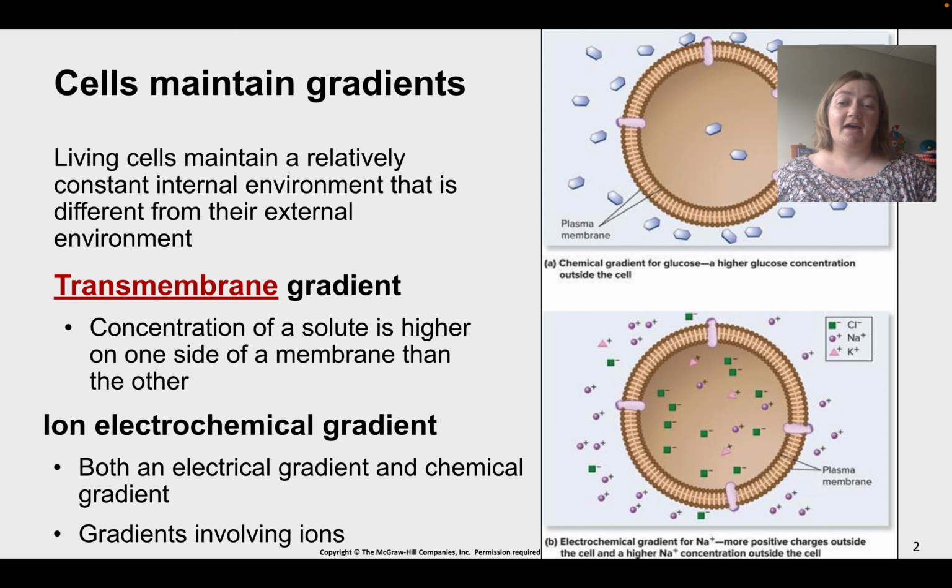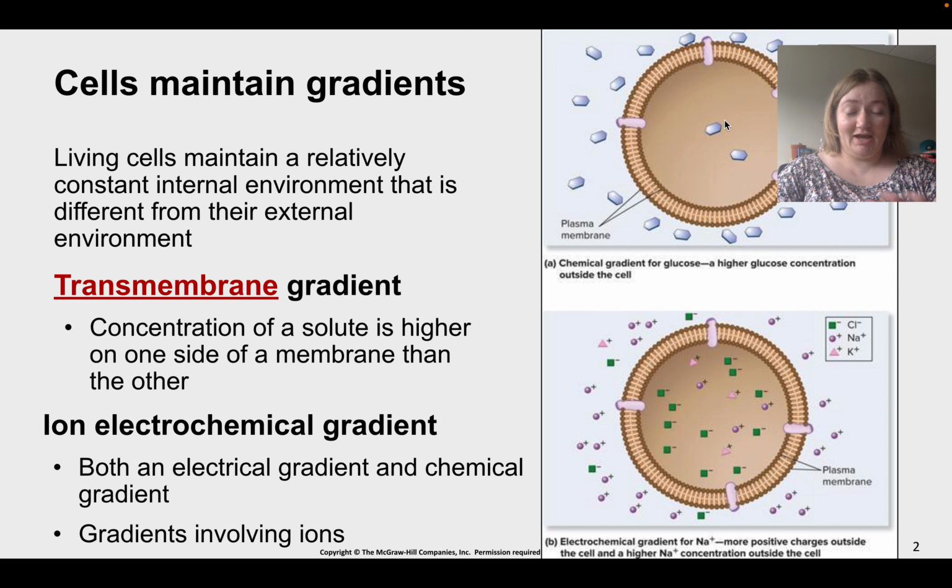So we would say that we have to regulate a transmembrane gradient. The transmembrane gradient has to deal with the concentration of solutes. So the concentration of the solutes inside of the cell is going to be different than the concentration of solutes outside of the cell. And we can see that in this first image here. We see that the inside is much less concentrated in this particular molecule.